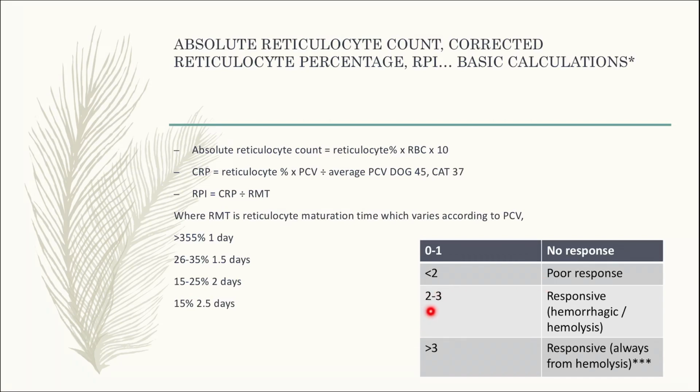If the RPI index is between 2 and 3, then the bone marrow is actually responsive, which is good, but the responsiveness could be due to hemorrhage or ongoing hemolysis. If the RPI index is more than 3, it is responsive and always indicates that the anemia is due to hemolysis.